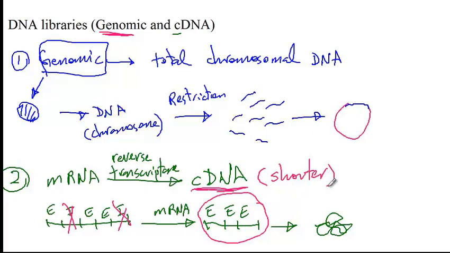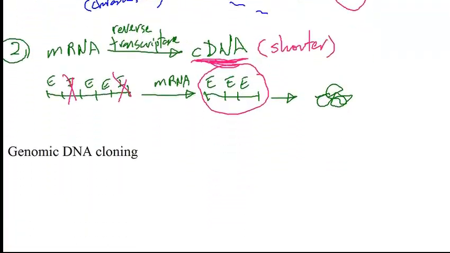So it's easier to clone cDNA, but then the disadvantage is that it lacks introns. This cDNA doesn't have introns. So if someone is interested, for instance, in studying different splicing patterns or alternative splicing, it cannot be done with the cDNA library. They have to use a genomic library.